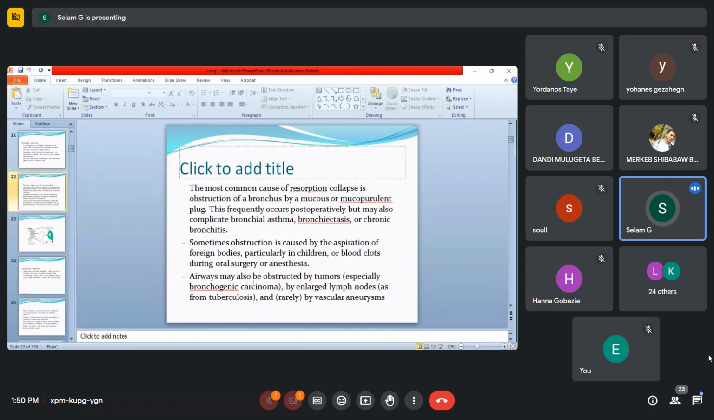Sometimes obstruction is caused by the aspiration of foreign bodies, especially in people who are unconscious or of old age, who will have recurrent aspiration of foreign bodies, like food, if they are choking on food particles and the like. Particularly, children will encounter this choking hazard because they swallow tiny things and may aspirate them. Or blood clots during oral surgeries or anesthesia may also cause atelectasis.